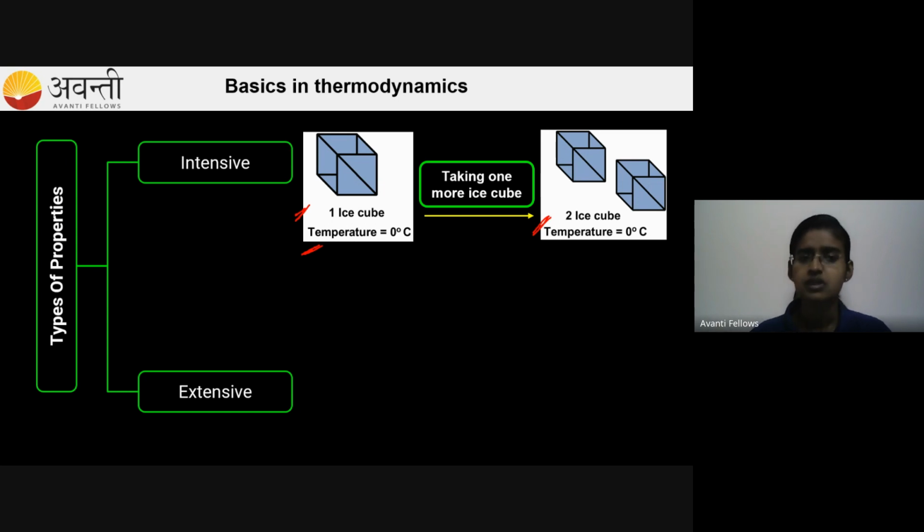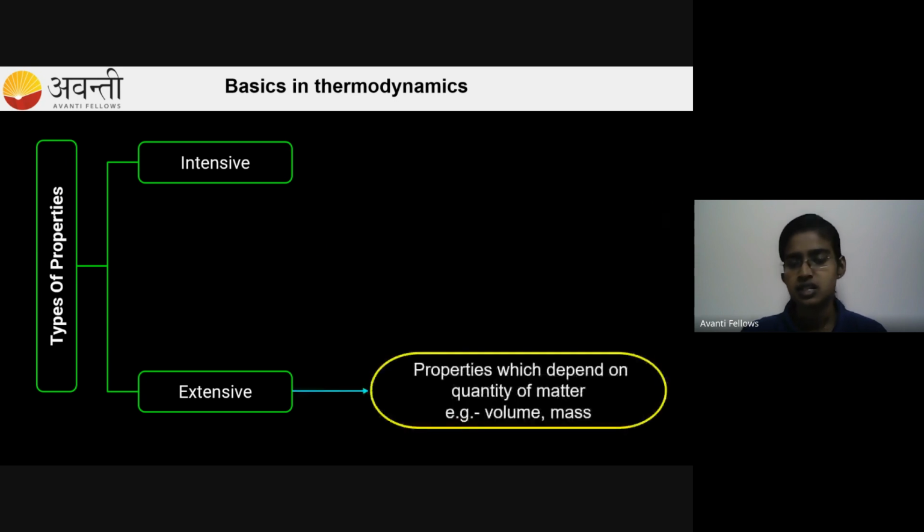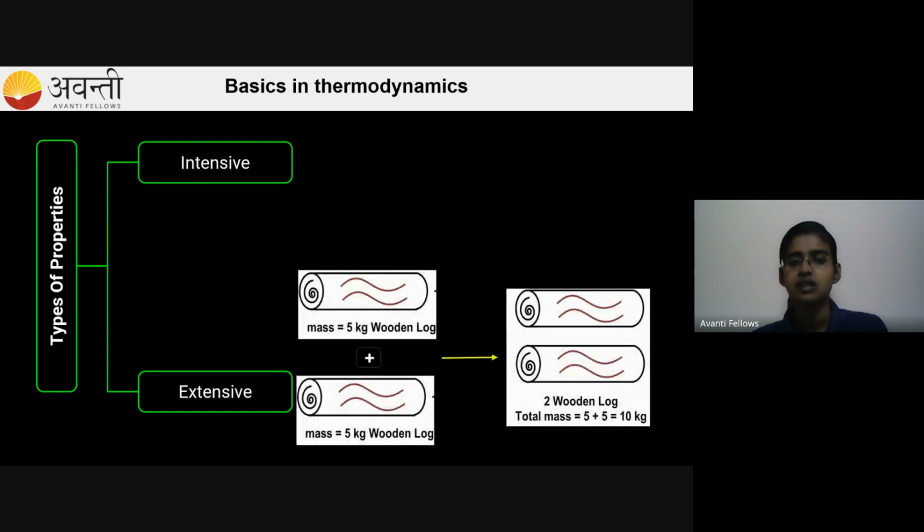Got it? Coming to extensive, it is just the opposite of intensive. So what is extensive? Properties which depend on the quantity of matter. Examples are volume and mass. I'll give you an example. Suppose initially I have taken a 5 kilogram wooden log and one more 5 kg wooden log. So initially I have two separate 5 kg logs. But here I have 10 kg as a whole, two wooden logs. So it is 5 plus 5, 10 kg.